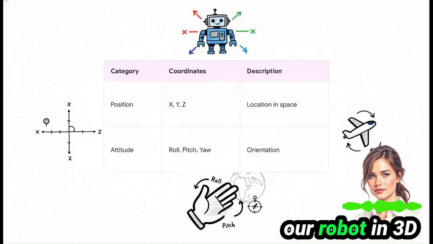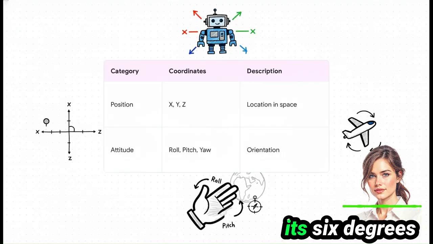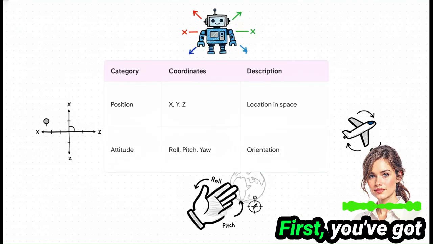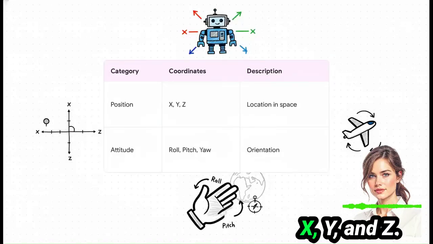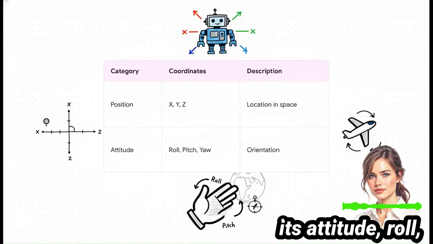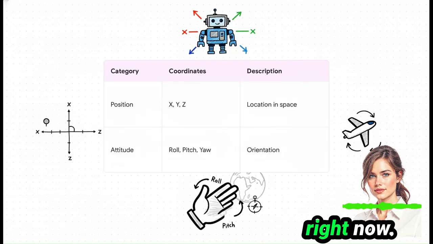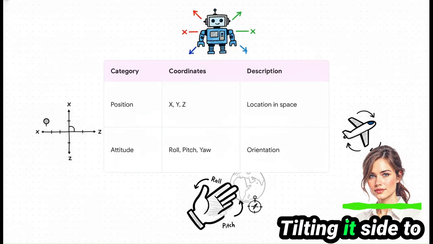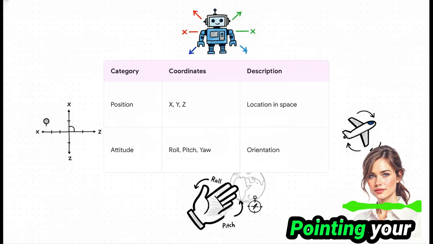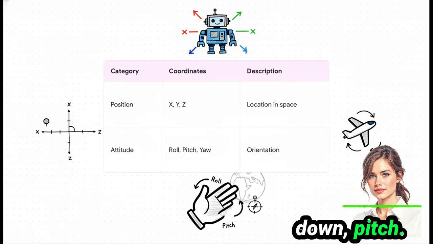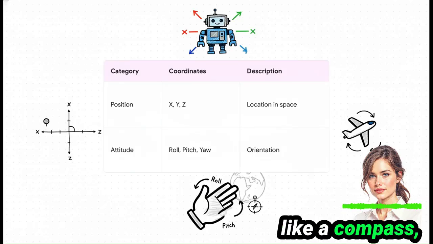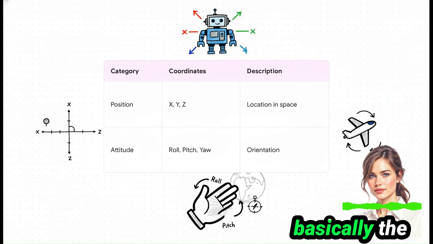To pinpoint our robot in 3D space, we track its 6 degrees of freedom. First, you've got position, simply X, Y, and Z. Then you have its attitude: roll, pitch, and yaw. Try this with your hand right now. Hold it flat. Tilting it side to side, that's roll. Pointing your fingers up or down, pitch. And spinning it left and right like a compass, that is your yaw, which is basically the direction your robot is heading.